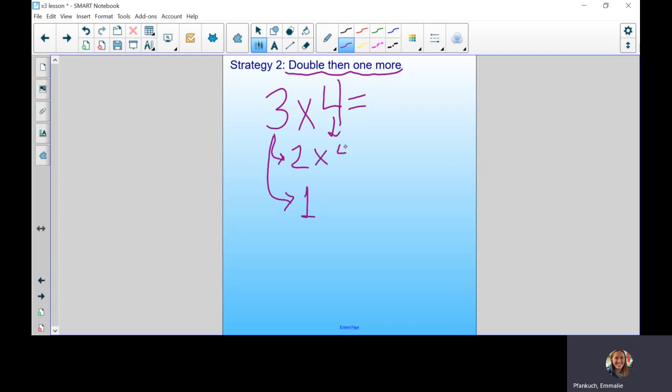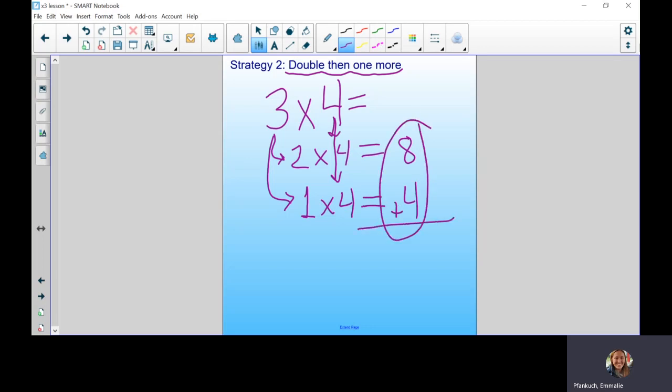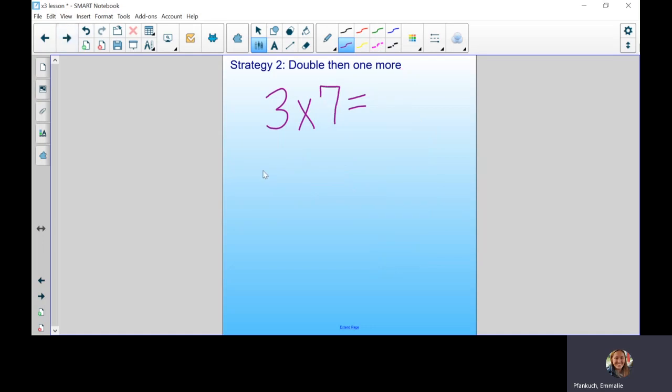So 2 times 4, I know my double. So 2 times 4 is 8. And do 4 one more time. And now I can put those together. I know it sounds like a lot of steps, but if you can move these numbers around in your brain, we know that 8 plus 4 more equals 12. So hopefully I can make it a little more clear on this one. We're going to double and then one more. We do that because 3 is the same as 2, which is a double, and then times 1, which is one more.